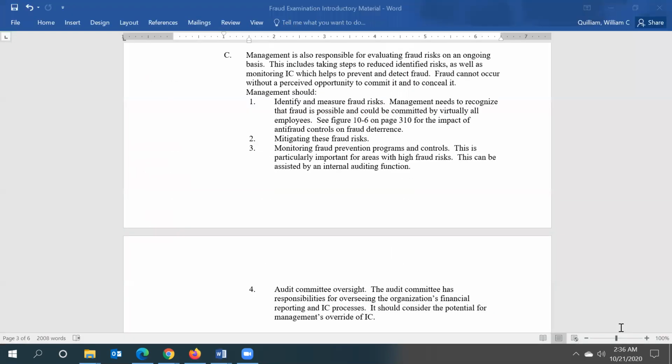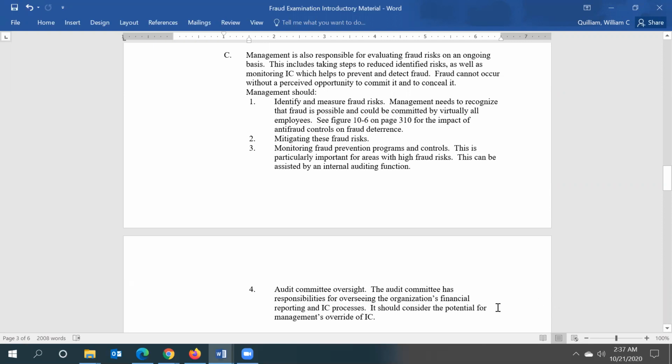And back with the notes. Well, we also need management to mitigate these fraud risks, address them as best they can, hopefully with good internal control so the fraud doesn't happen. Management also needs to, number 3, monitor fraud prevention programs and controls, and that's particularly important for areas with high fraud risks, such as cash. And that can be assisted by an internal auditing function. So for internal auditors, cash is definitely one thing they monitor carefully.